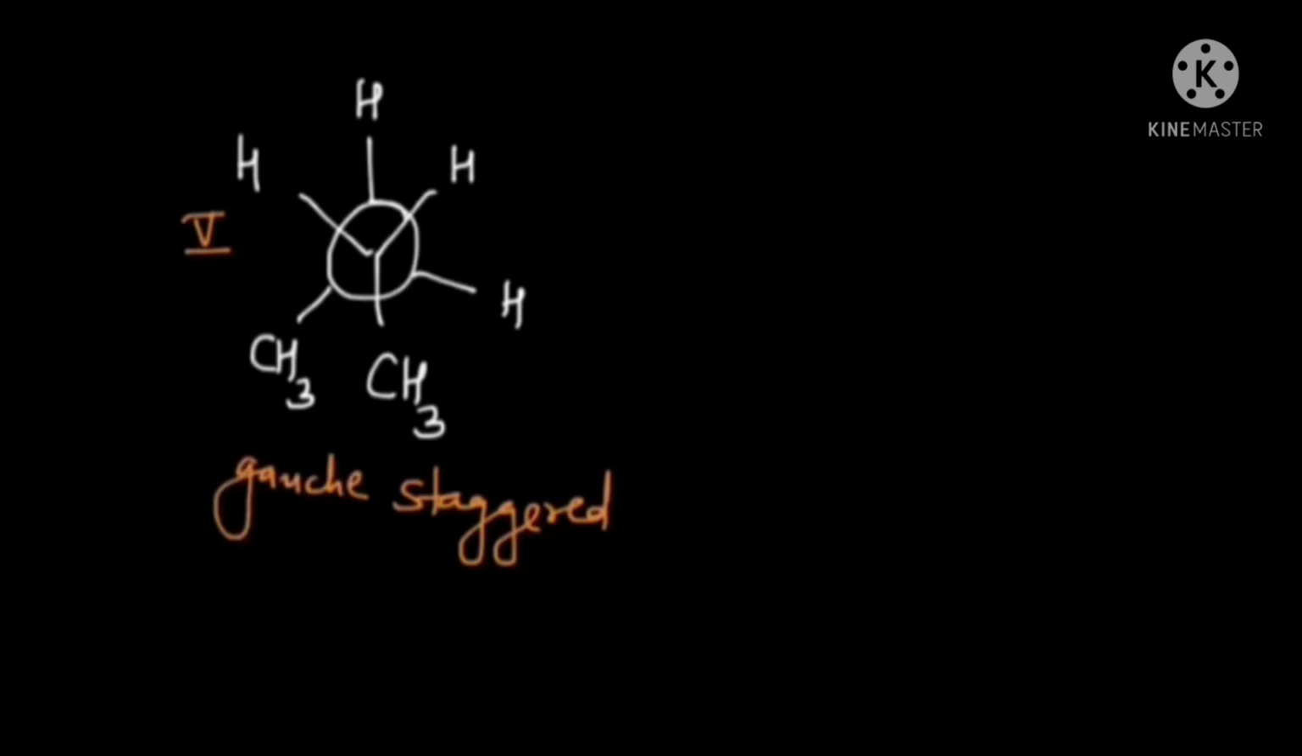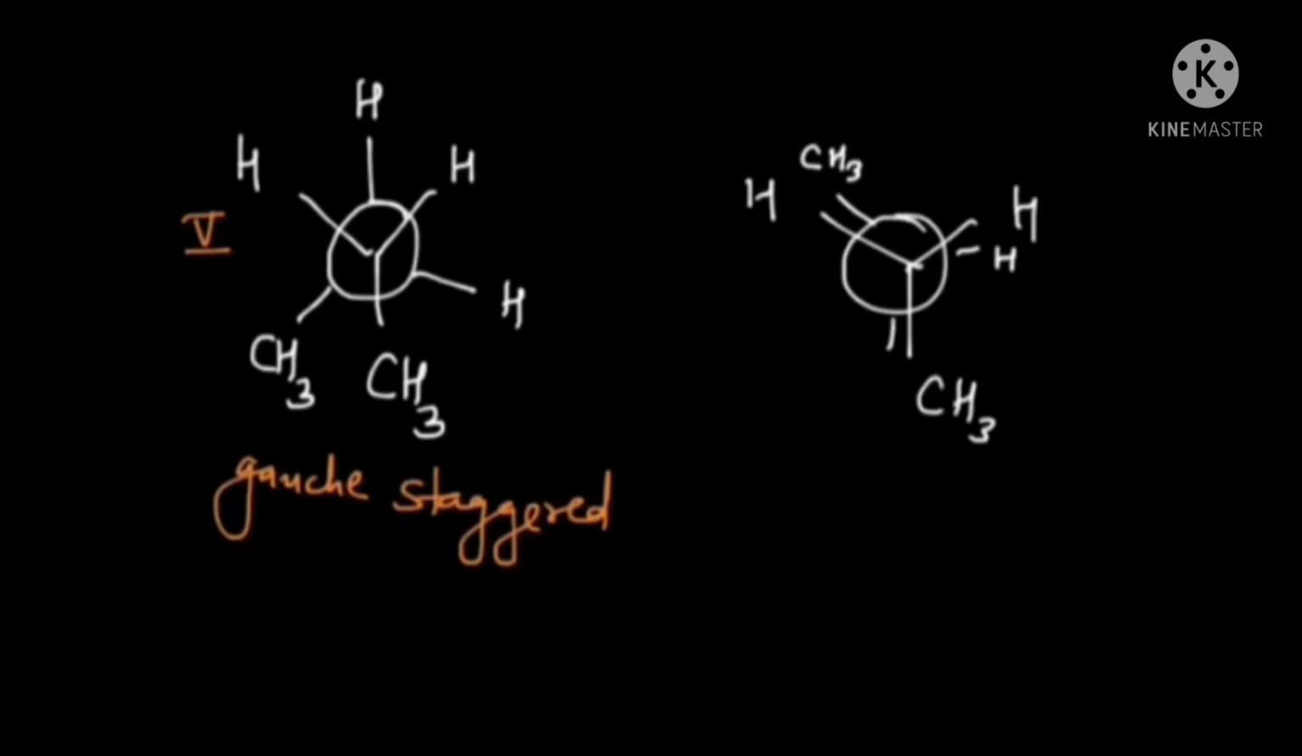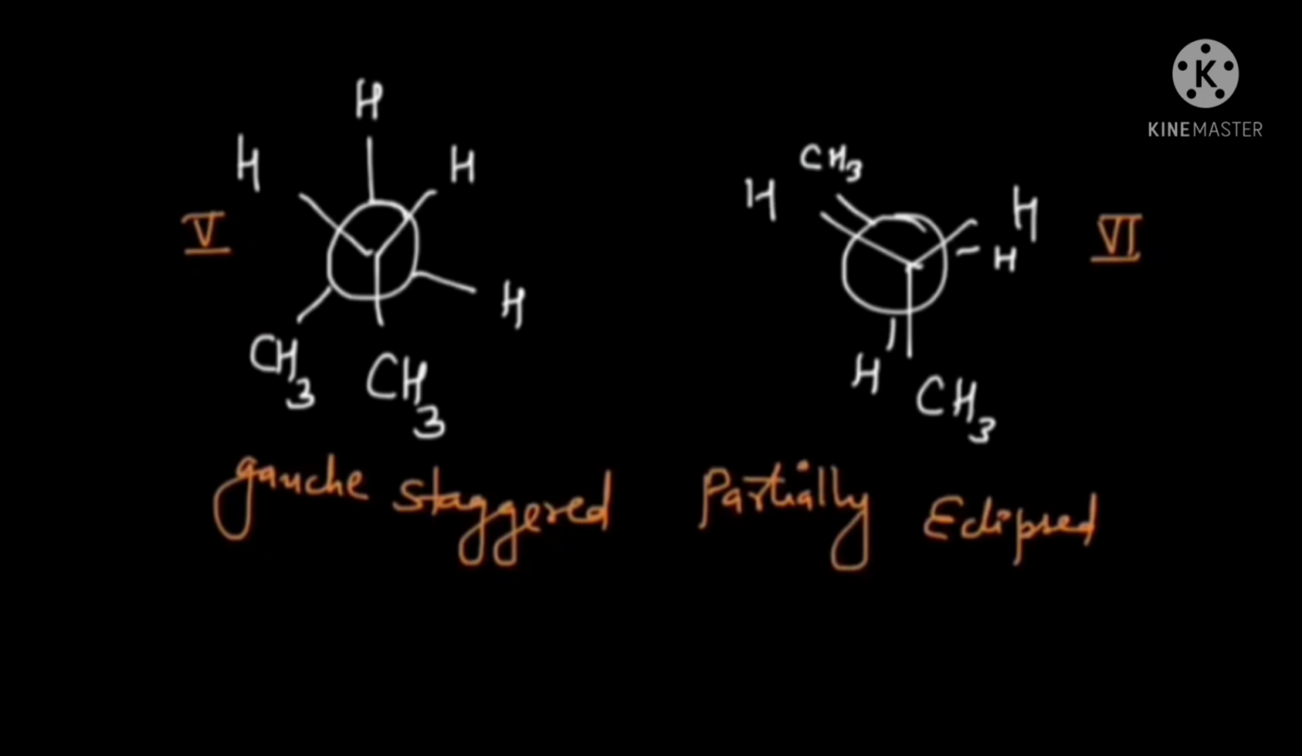And finally, if you rotate it once again, you will get another eclipsed form. This is structure number 6, and you have CH3, H and H. This time the CH3 will come behind this H. There will be an H present here and one H present here. Now take a look at this carefully, and you will see that this eclipsed form is partially eclipsed. The CH3 will not be completely hidden by the H atom.